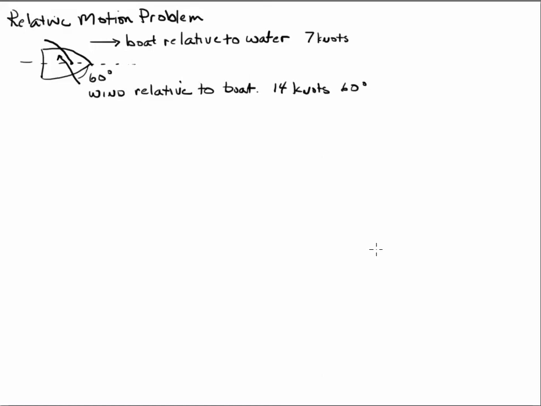Okay, we're going to be working on a relative motion problem. We have a boat. It's moving toward the east, which we will call the plus x-axis, at 7 knots relative to the water. The wind relative to the boat, that is what the boat sees, is moving at 14 knots at an angle of 60 degrees. And our question is, what is the wind relative to the water?